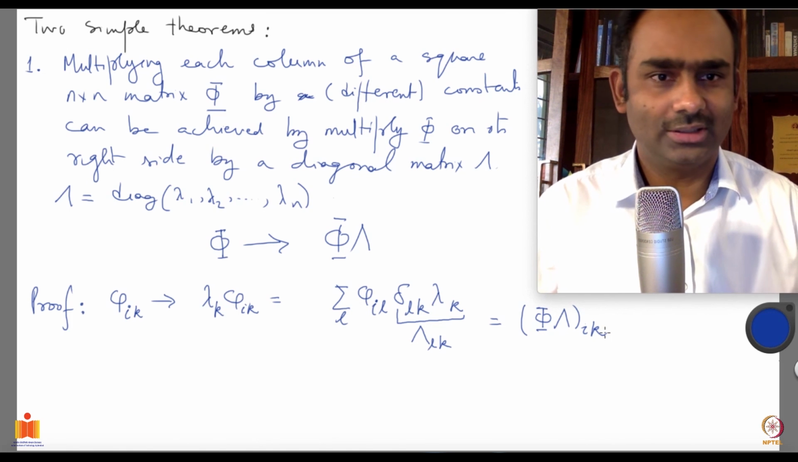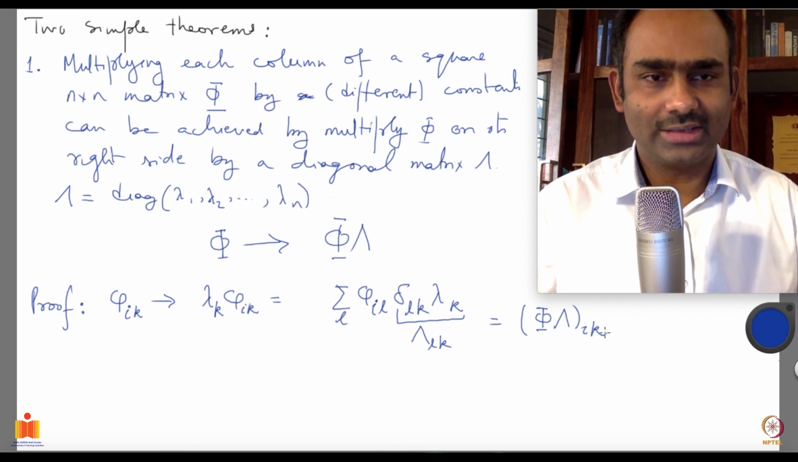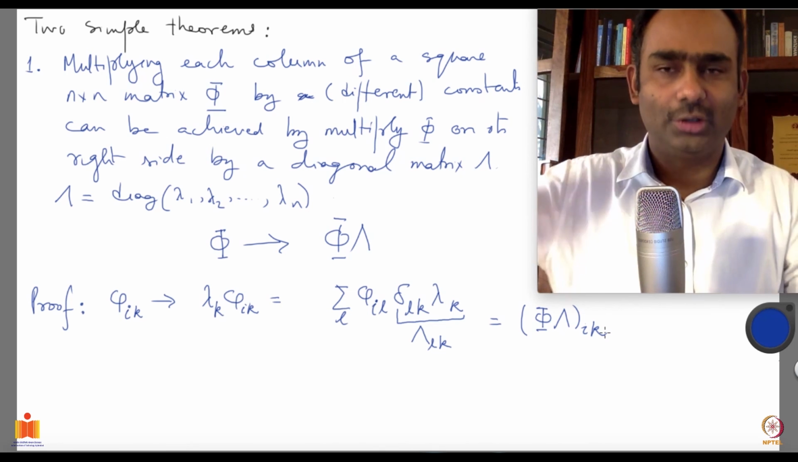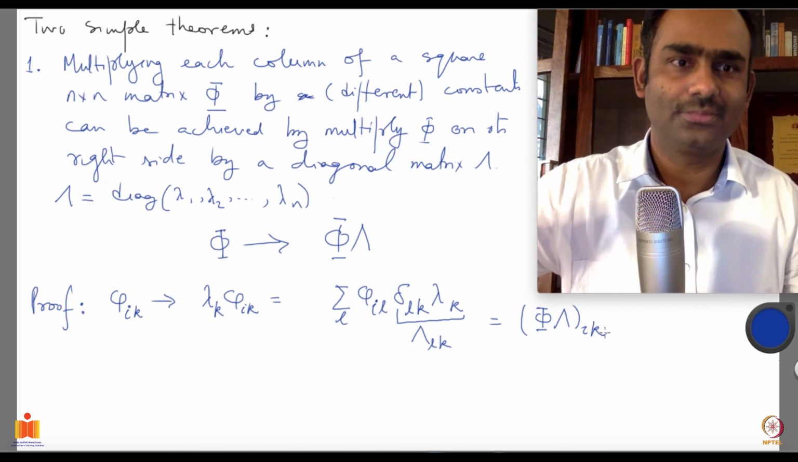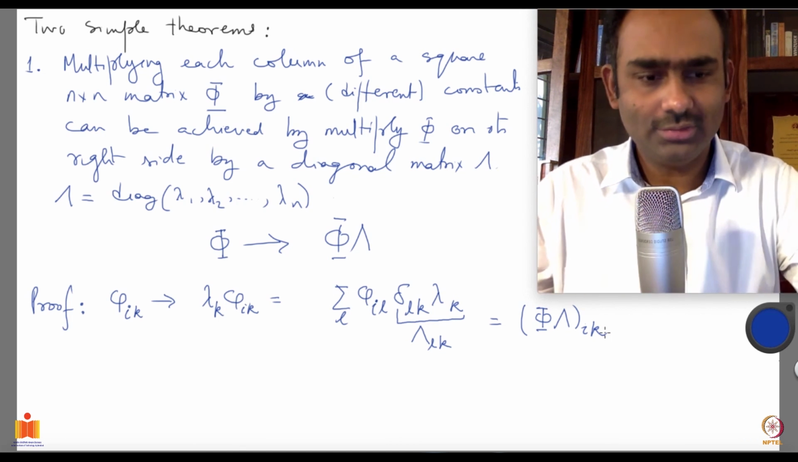So create a matrix lambda which is diagonal, and put all the numbers which you want to multiply on the diagonal entries. And if you construct this quantity, that's what is going to give you what you desire.